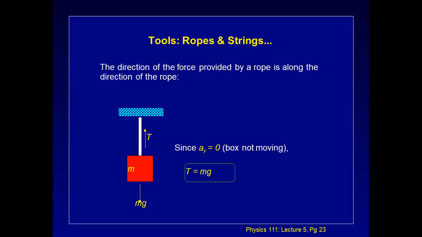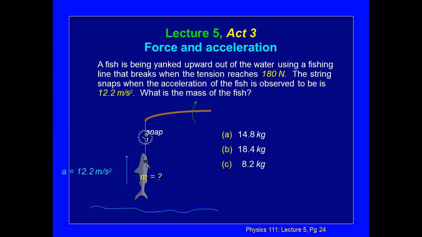Mass of the box times the gravity. A fish is being yanked upward out of the water using a fishing line that breaks when the tension reaches 180 newtons. The string snaps when the acceleration of the fish is observed to be 12.2 meters per second squared. What is the mass of the fish? Is it A, 14.8 kilograms, B, 18.4 kilograms, or C, 8.2 kilograms?